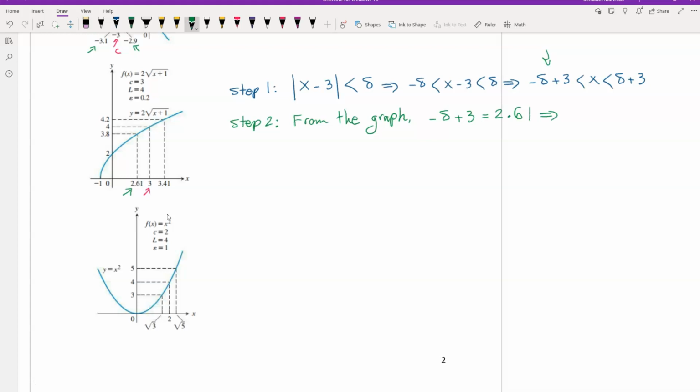Solving for delta, that is equal to 3 minus 2.61, so it's 0.39. Or here we have delta plus 3, and that is equal to this point, 3.41. Solving for delta, the answer is 0.41.